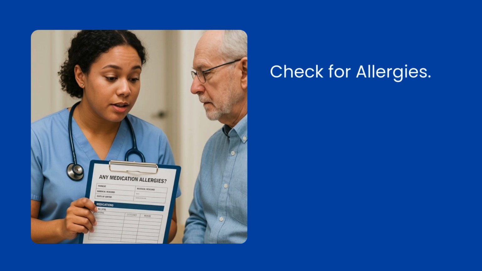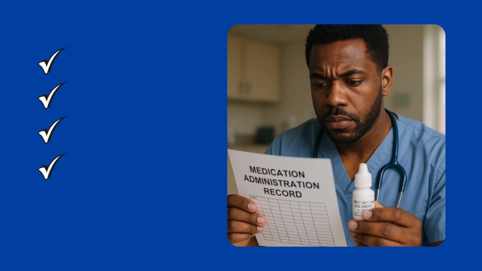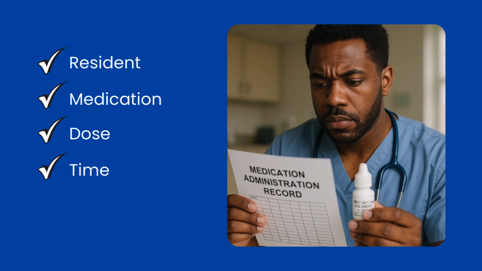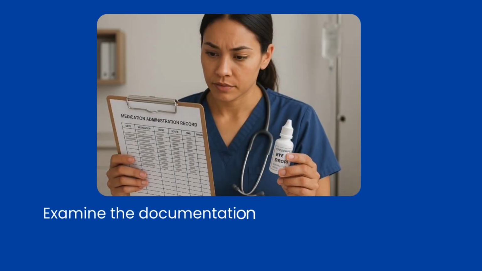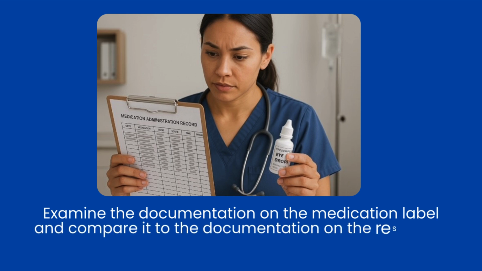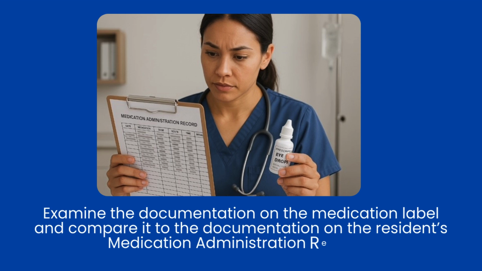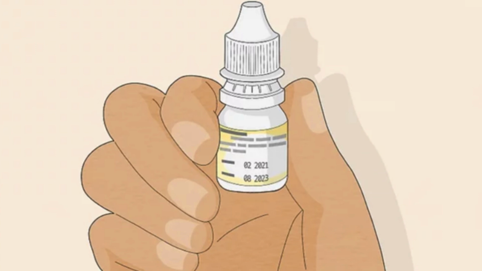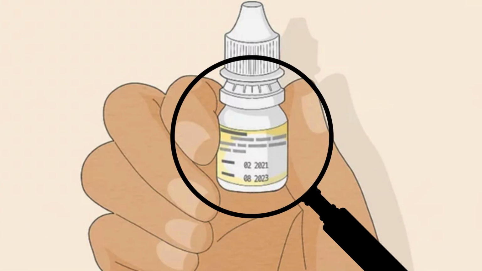Our next step is to review the medication administration record to make sure we have the correct resident, medication, dose, and time. Next, we want to physically examine the medication and compare the information on the medication label to the documentation on the medication administration record to ensure it matches. Lastly, we want to check the medication expiration date.